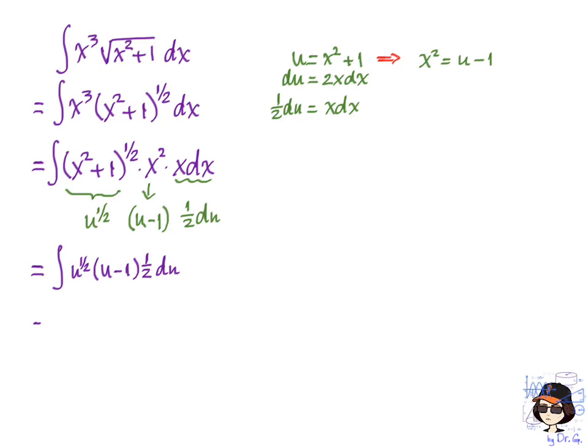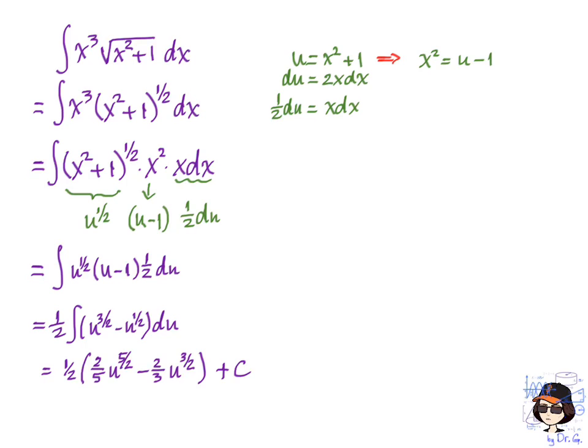So you can bring that 1/2 out in front and distribute the u to the 1/2. U to the 1/2 times u is u to the 3/2, and u to the 1/2 times 1 is u to the 1/2. And so now you can integrate that. So increase the exponent by 1 and divide by that number. Increase the exponent by 1 and divide by that number.